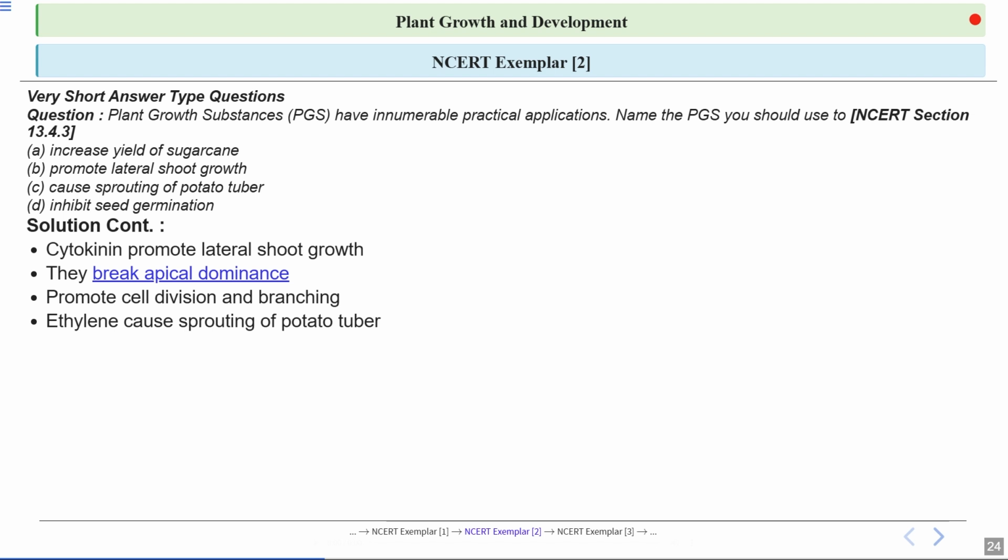Ethylene causes sprouting of potato tuber. This ethylene is a plant hormone that causes the sprouting of potato tuber. It breaks dormancy of potato tubers and also promotes their sprouting. Ethylene.